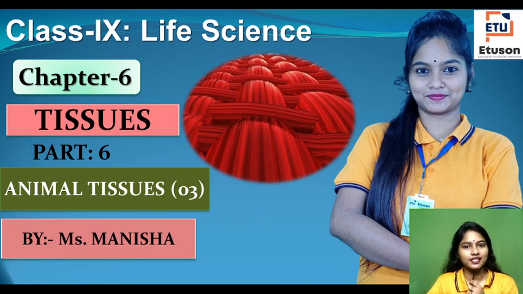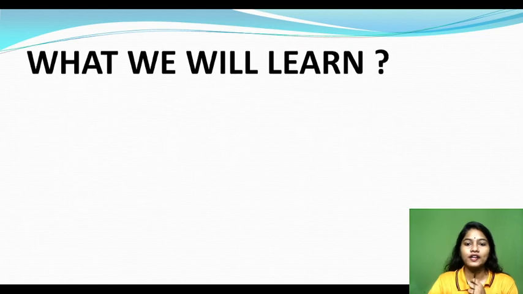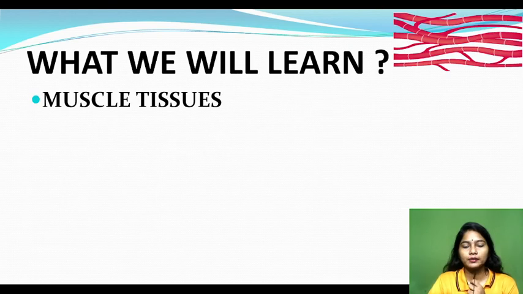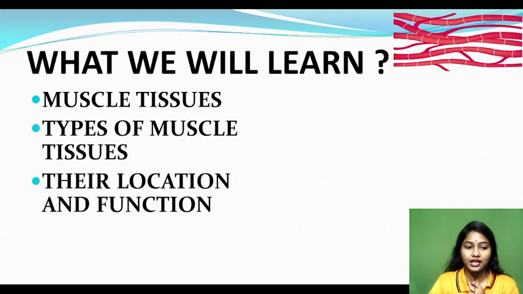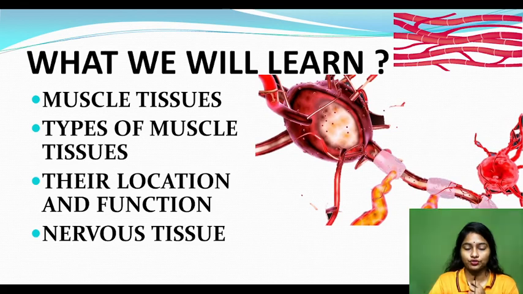So this is part 6 of our lesson Tissues, which is for class 9 students. In today's class we will be discussing animal tissues of another type, which is type 3. So let's see the different types of tissues. Today we will learn about muscle tissues, types of muscle tissues, their location and function, and nervous tissues. We will discuss their function and location, where they are found, in a lot of detail. Okay, so let's move ahead.